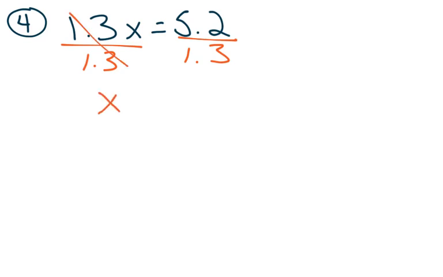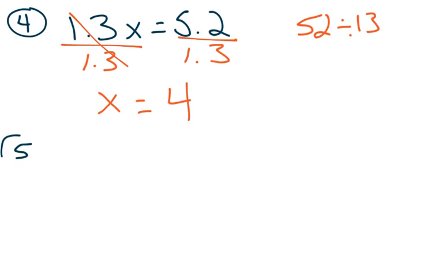1.3's cancel out, because 1.3 divided by 1.3 is 1, so I'm left with 1x is equal to 5.2 divided by 1.3. If you have a calculator, you can certainly use that. If you're a card player, you can see this kind of like 52 divided by 13. That should set off some alarm bells, because there are 13 cards in each suit. There are 52 cards in a deck. 52 divided by 13 is 4. If you didn't know that, that's okay. Just use your calculator, that's fine. X is equal to 4.